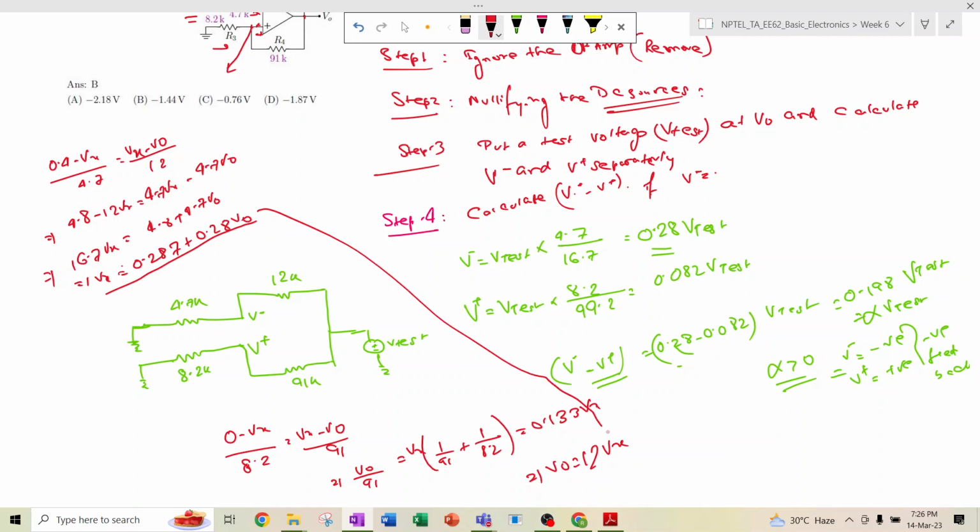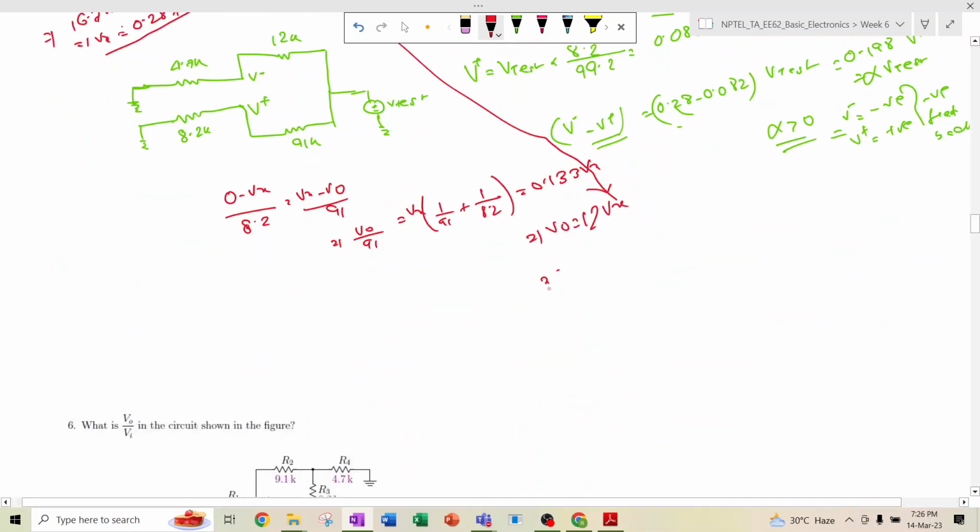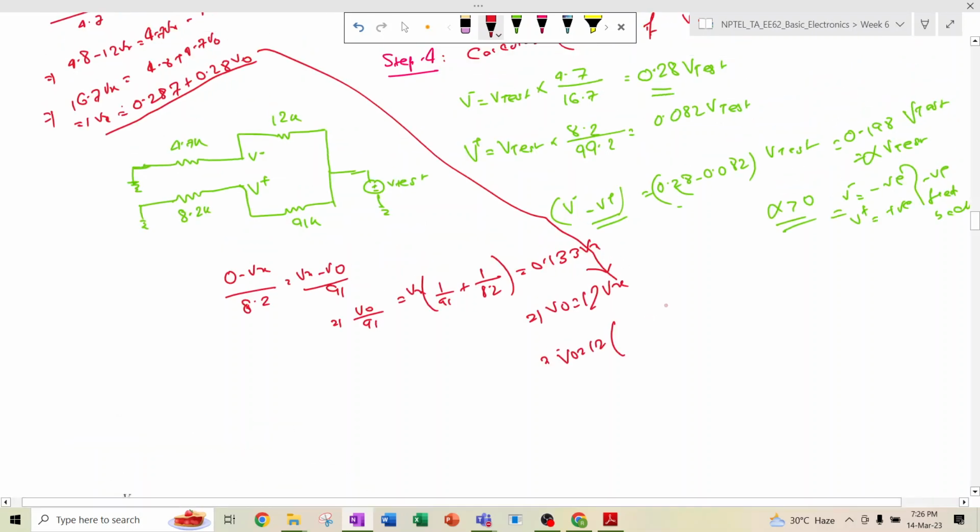So if we put the value of Vx over here, we can get VO is 12 times 0.287 plus 0.28 VO, right? So it will be 12 into 0.287, which is 3.444, plus 12 into 0.28, 3.36 VO.